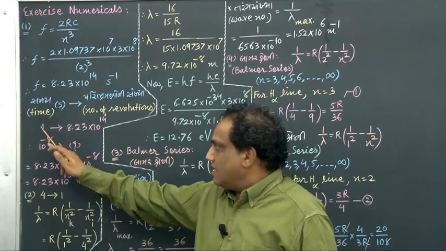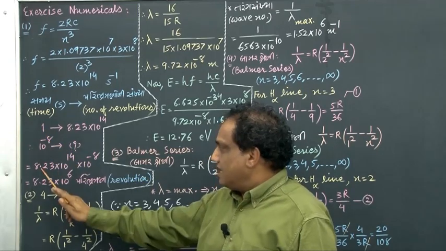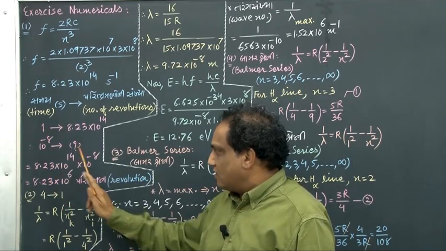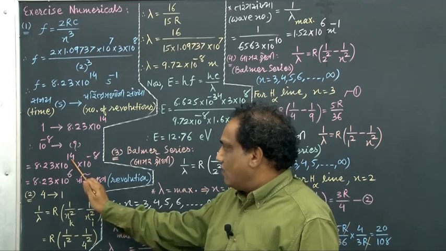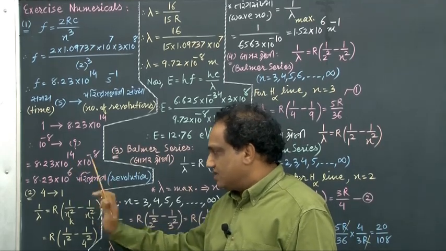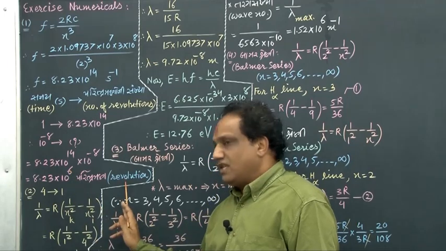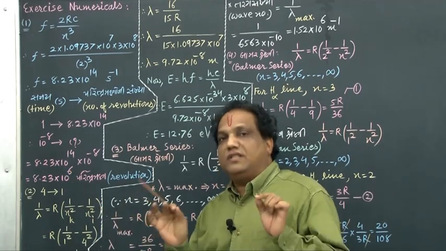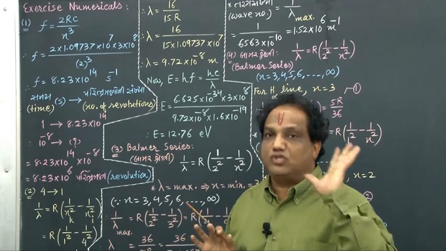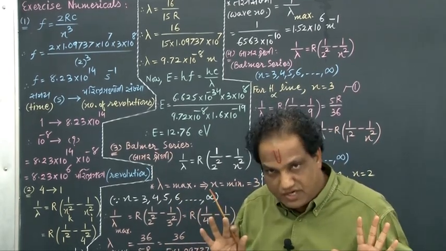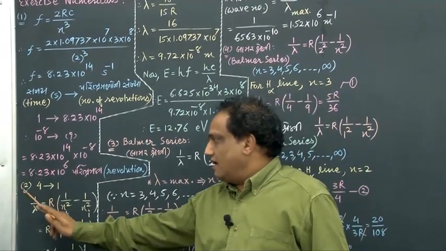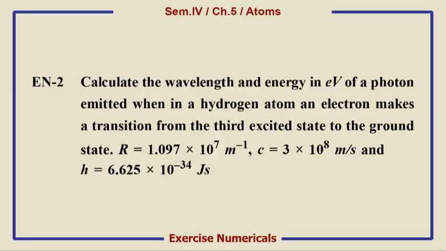This into this upon this. Answer is 8.23 into 10 raised to 14 into 10 raised to minus 8. 14 minus 8, that is 10 raised to plus 6. So answer is 8.23 into 10 raised to 6. These many revolutions will get finished in the given time interval, which is 10 raised to minus 8 second. Got it? Fine. Kindly read the statement of the second numerical.